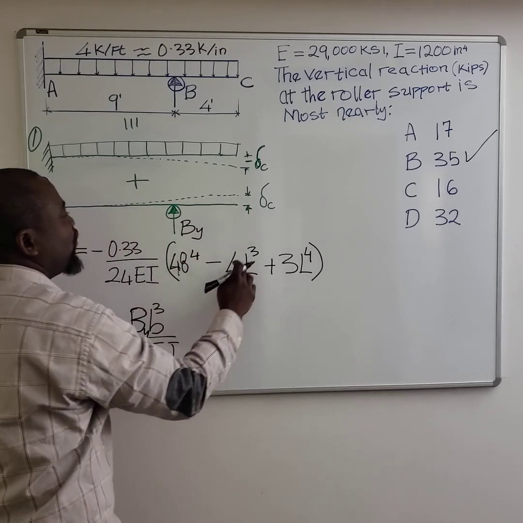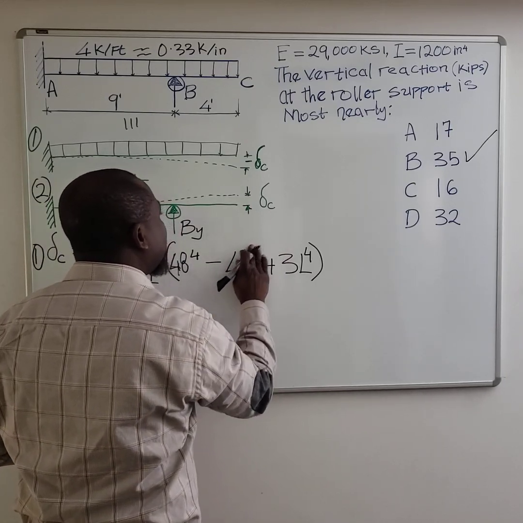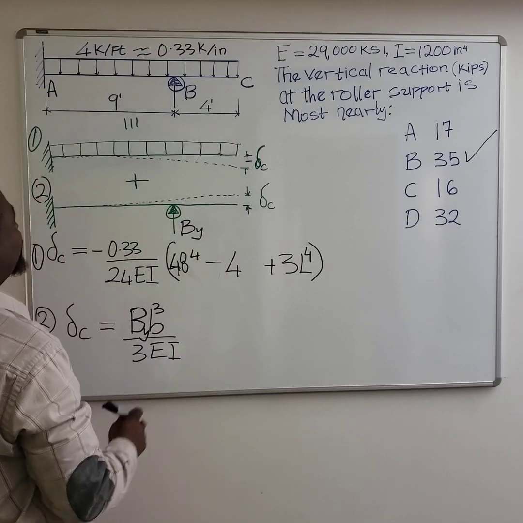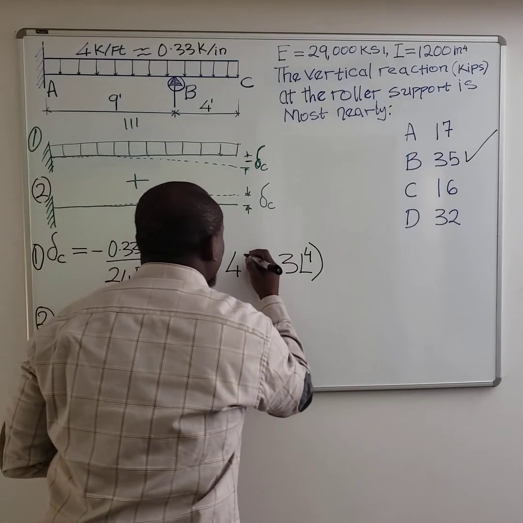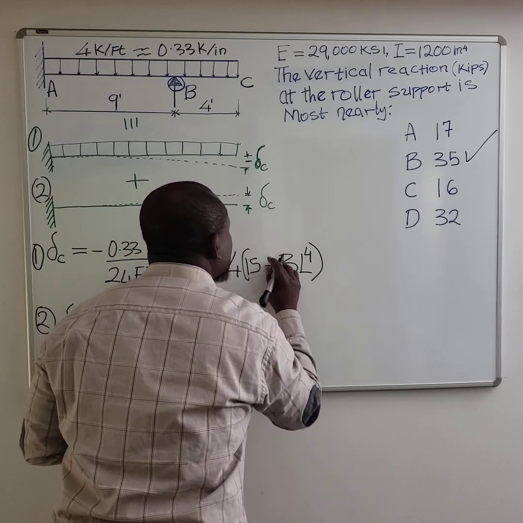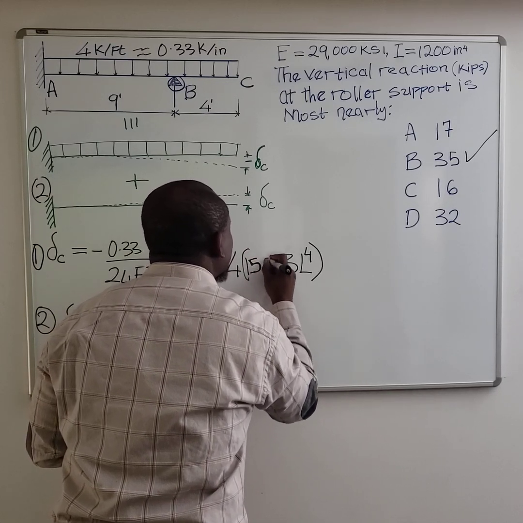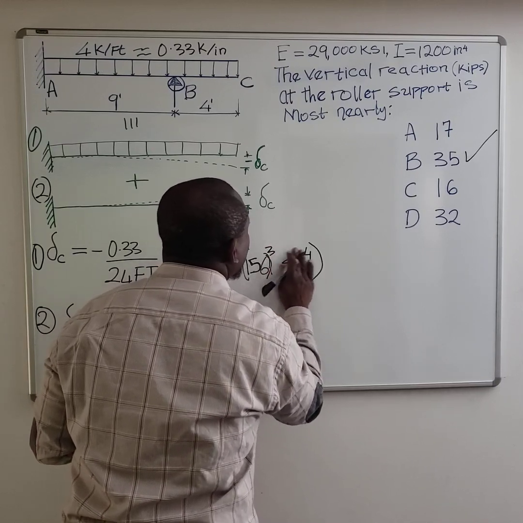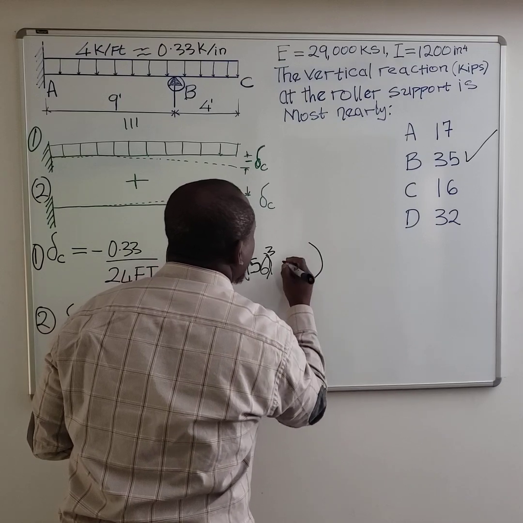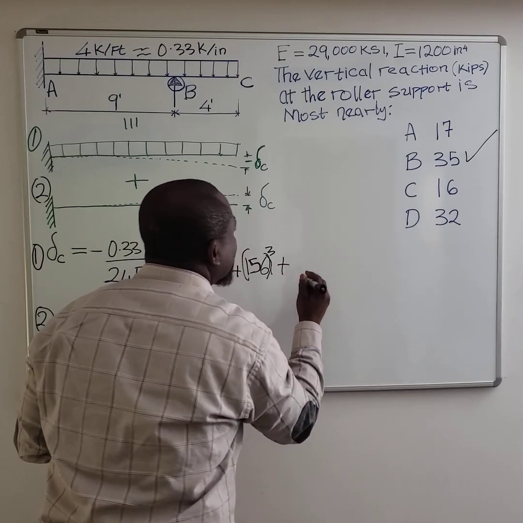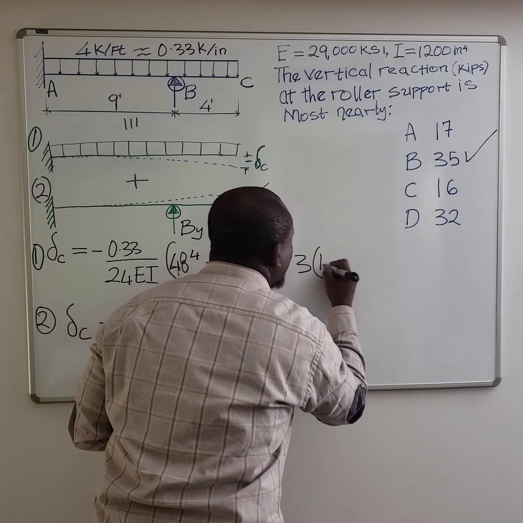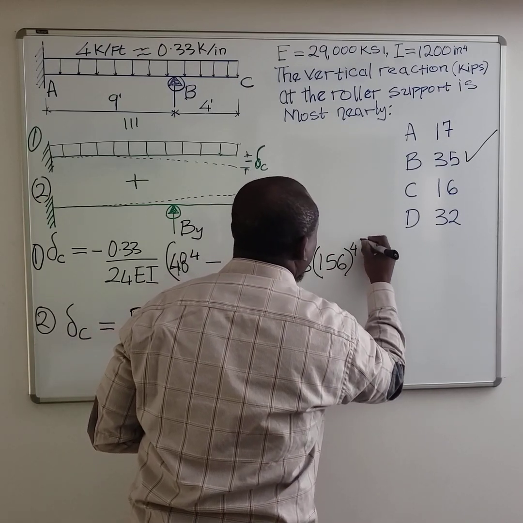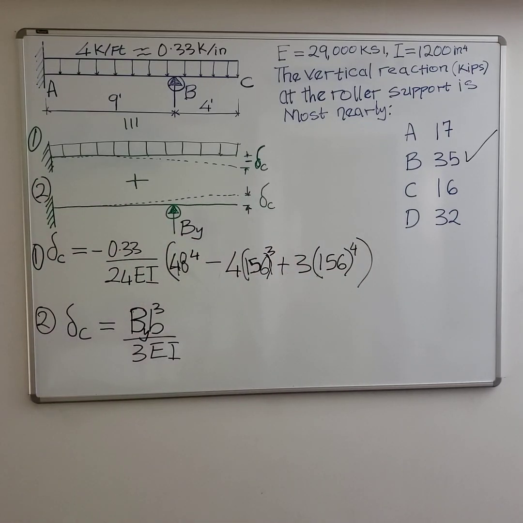Here, 4 multiplied by L. L is the whole beam. The entire length of the beam is 13 feet. 13 multiplied by 12 gives us 156, raised to the power 3. And then for the rest of it, you have 3 multiplied by 156 raised to power 4. Okay, that's the equation here.